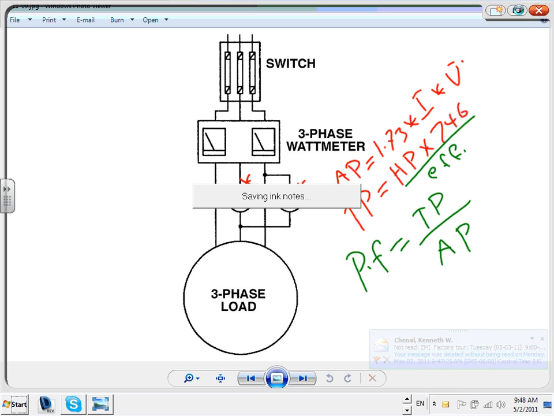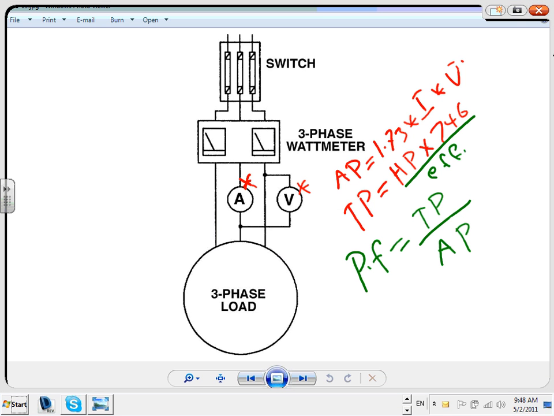Any questions, guys, about this? I'm not going to ask you to find a power factor for a motor. I'm going to ask you how to correct the power factor for a motor in a second here. That's why I need to go.